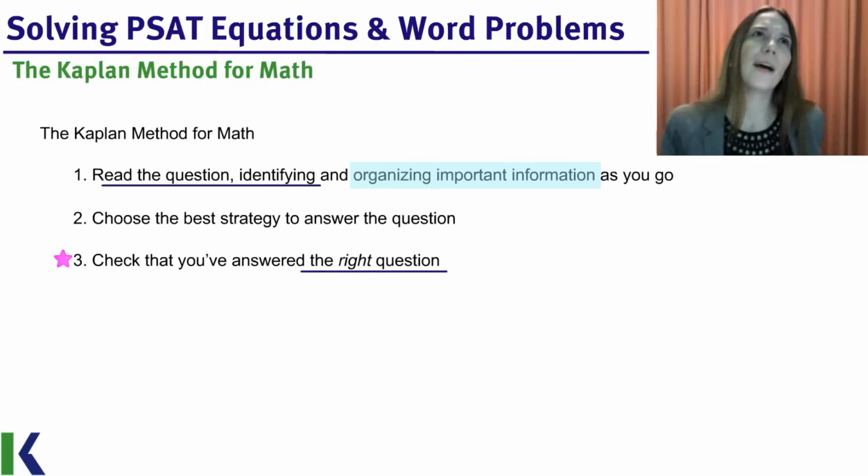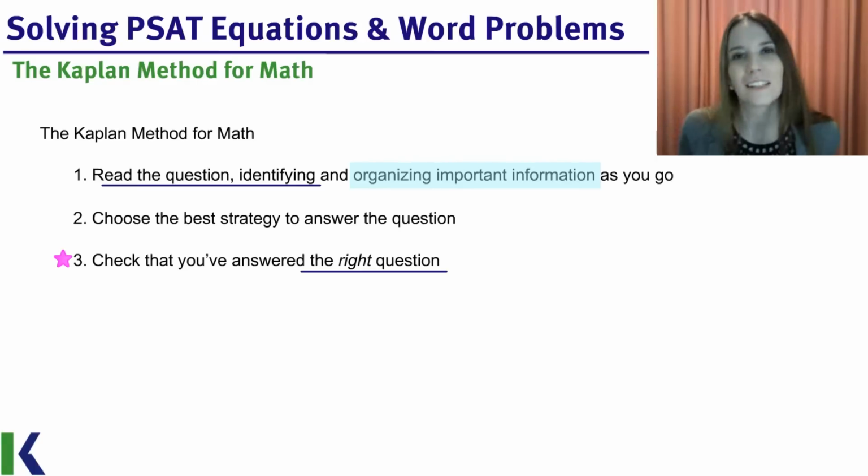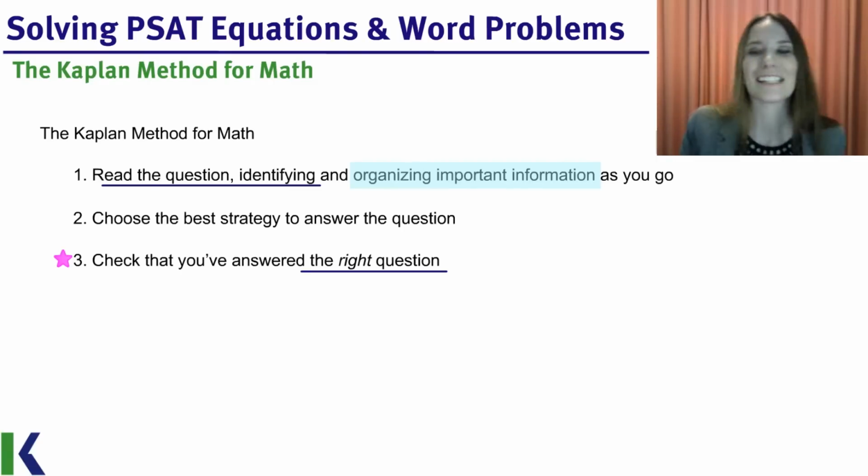Some of you might be thinking, well, we need to make sure that we bubble it in to the right spot in our answer grid. And that's true. You do need to be attentive to that. What we're talking about here is to make sure you've actually answered what the question desired. So if the question asked you to solve for x, don't solve for y. If the question wanted 2x, don't bubble in x. Make sure that you take that extra step and answer 2x.